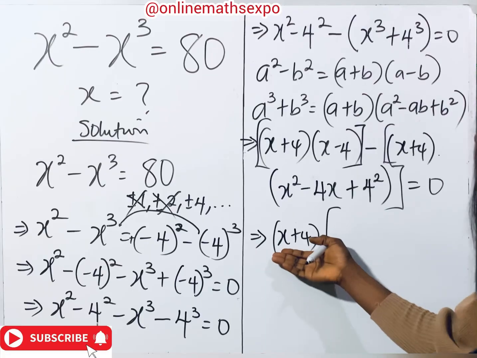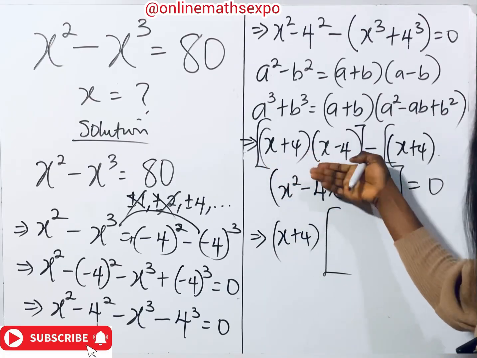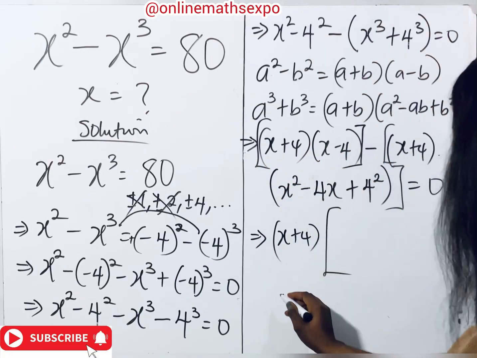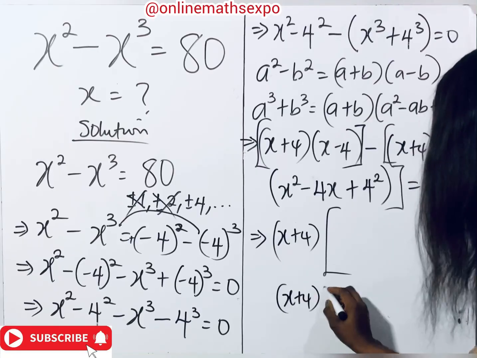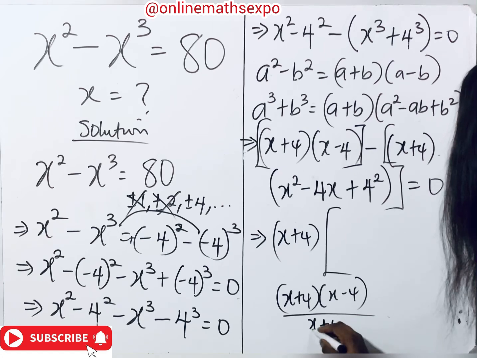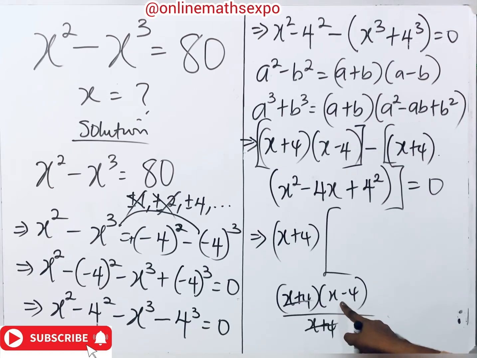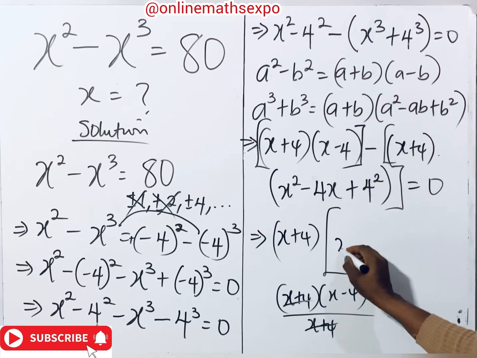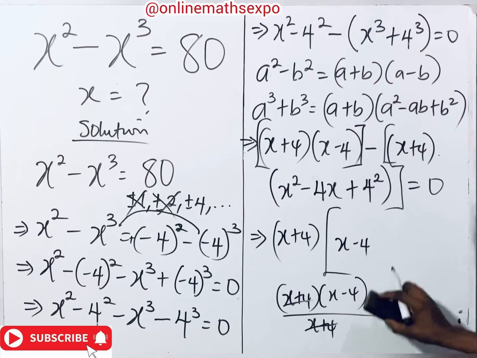When you use this x plus 4 to divide this, you'll be left with x minus 4. Just watch. You have x plus 4 and x minus 4. Divide it with this, okay? This will cancel, we'll be left with x minus 4. So for here, we are having x minus 4. I hope you are with me there.